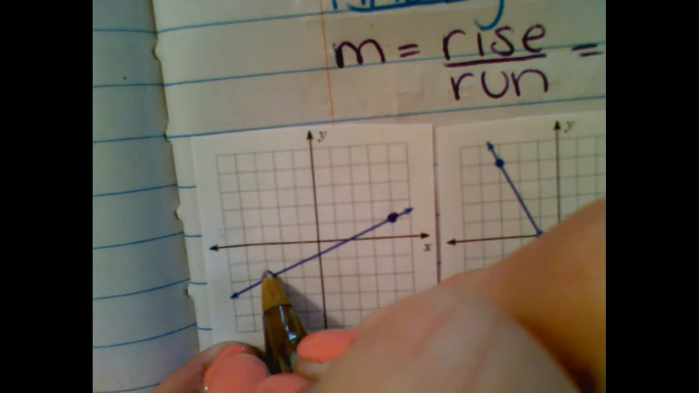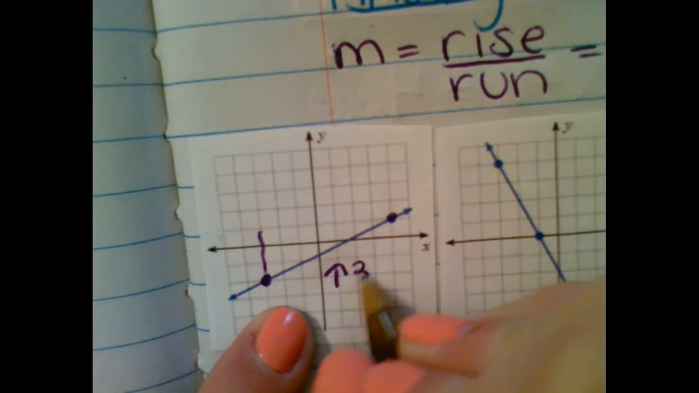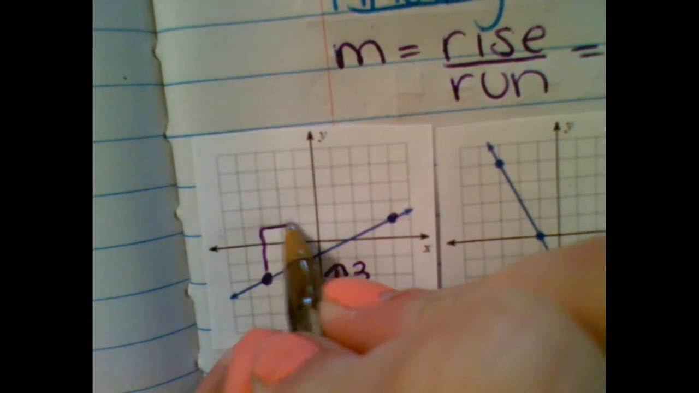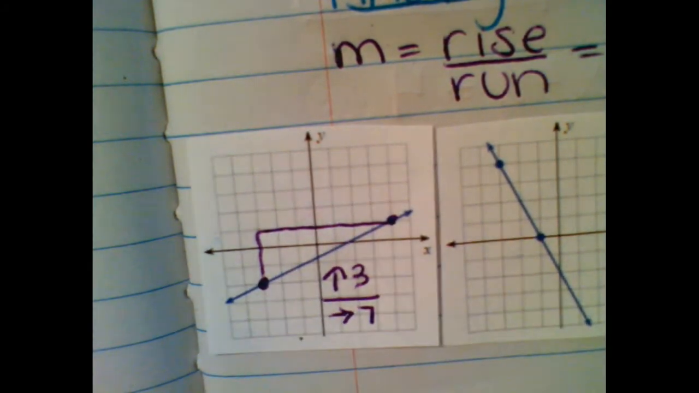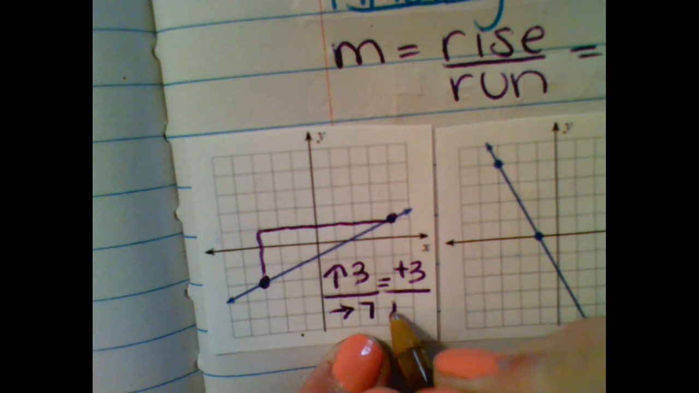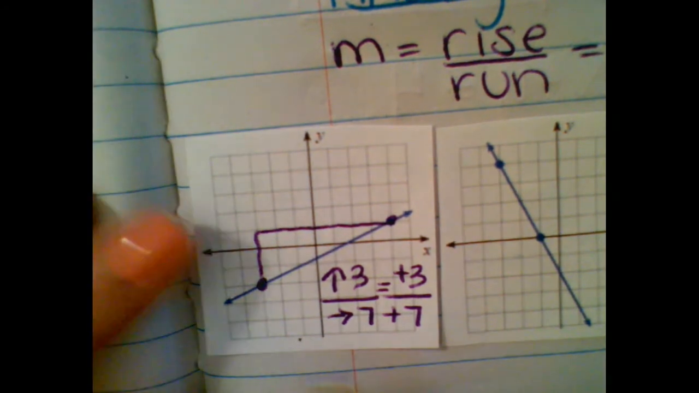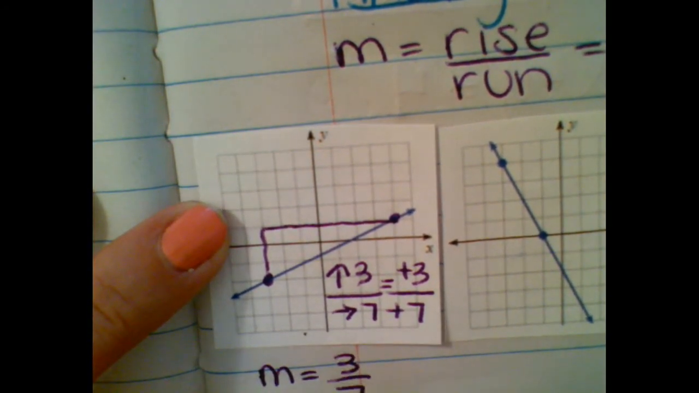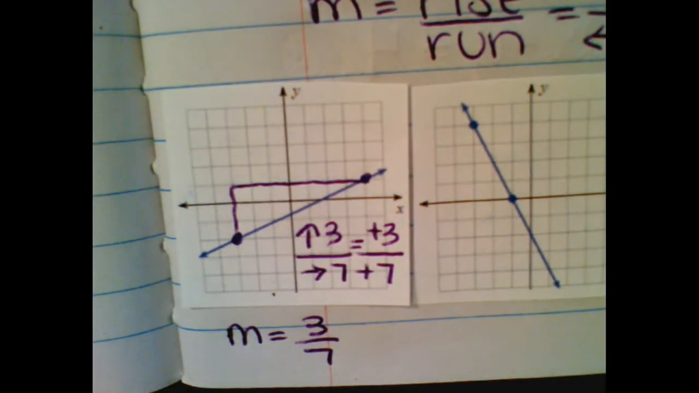So I'll figure out, I go up 1, 2, 3. Okay, so that's up 3. And then I go right 1, 2, 3, 4, 5, 6, 7. Right 7. Well, what direction is up? That's positive. And right is positive. So I end up with a +3 over +7, which if I type in y equals is just 3 over 7. And it makes sense because it's positive and the graph is going up. Okay, the next one.